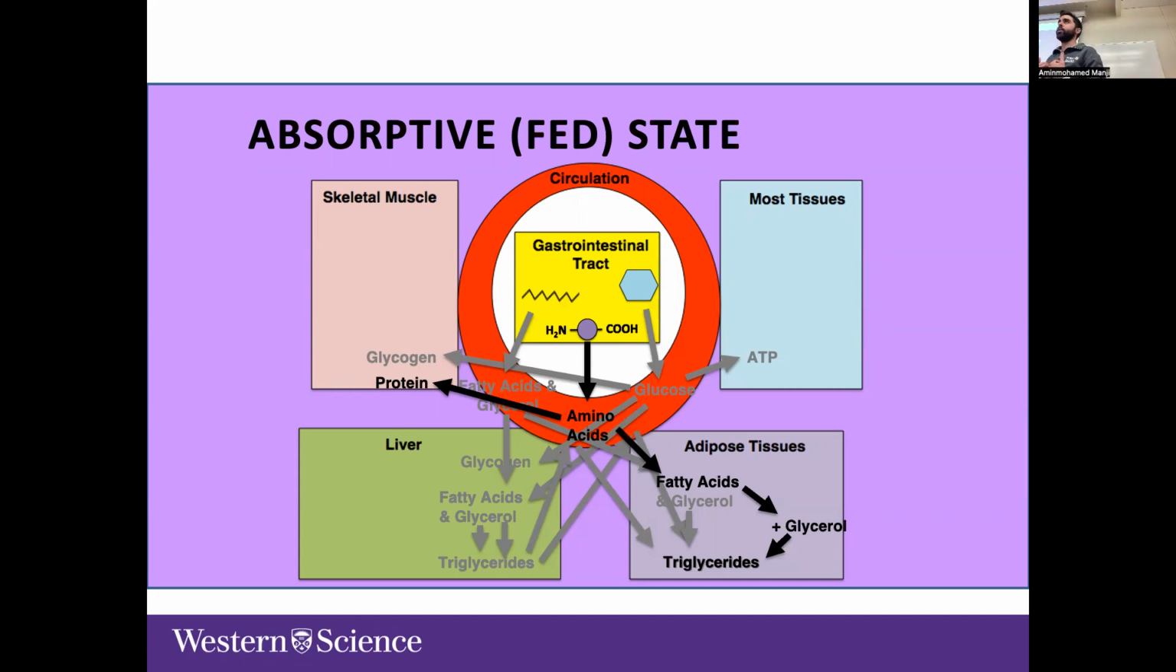Obviously, that's not an issue for us because we have access to food pretty readily. But again, these systems have evolved from caveman days when food was not easily accessed. Does that make sense? Any questions on proteins?